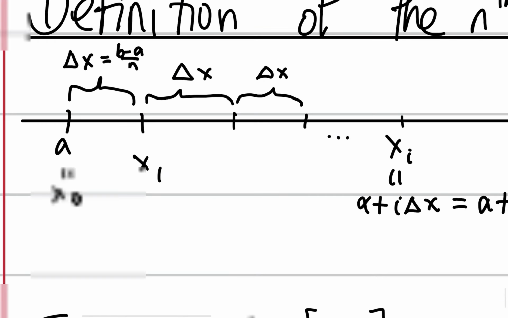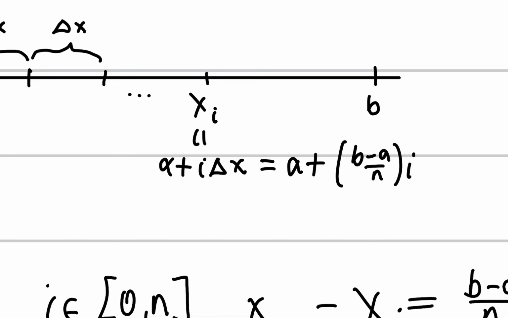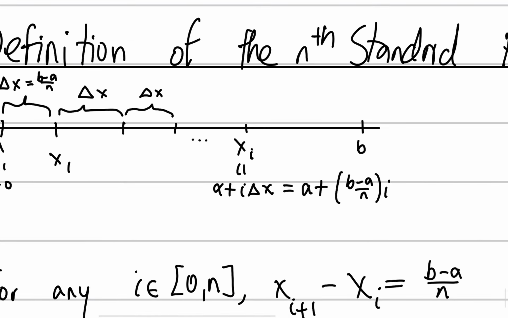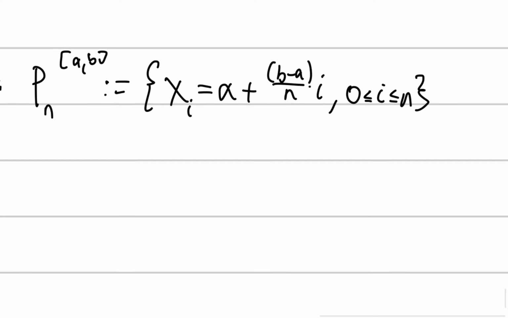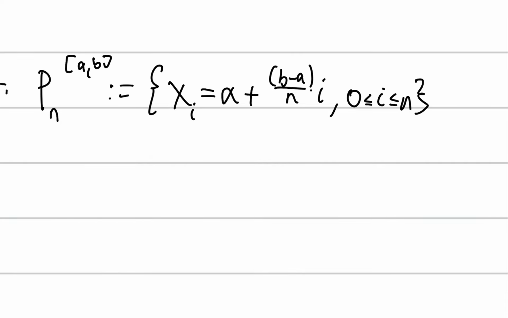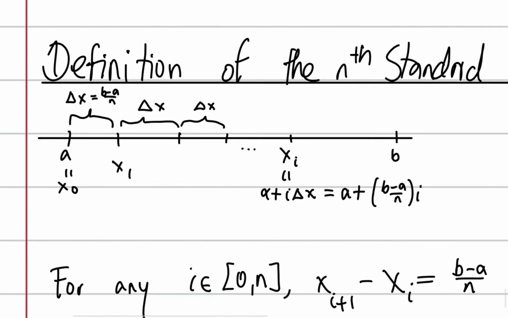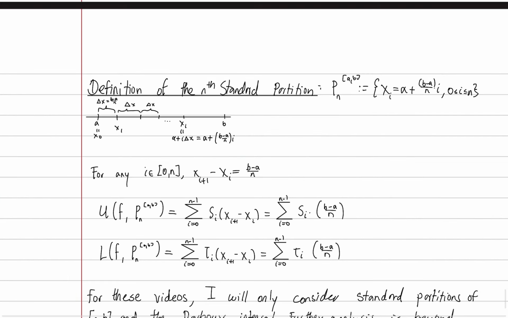For example, for any x sub i, we have a plus i times delta x. We're just adding delta x i times to a, and that's a plus b minus a over n times i. So that's how we can define a standard partition. All I'm doing is rewriting what I just showed you. Remember, we're just splitting it into congruent segments. And also notice that for any i, the length of the subinterval is delta x, which is b minus a over n.